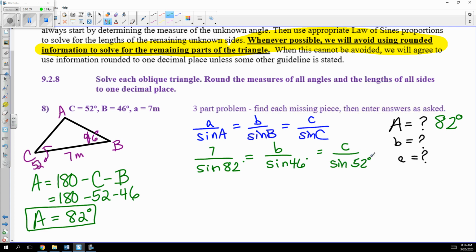All right, here's one other thing that you definitely want to watch out for. This is the one ratio that has both the numerator and the denominator. That means this is like the key that unlocks the door to helping you find side B and side C.